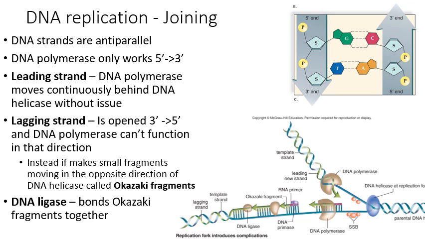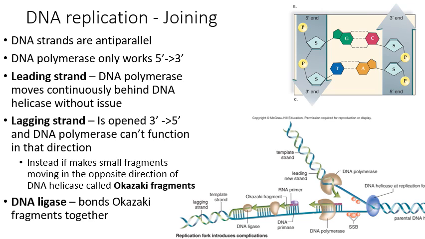So since DNA is anti-parallel, we have a leading strand where polymerase just follows the helicase, and we have a lagging strand where polymerase has to go the opposite direction of the helicase. So the helicase is going this way down the chromosome through the DNA, separating the strands, and the polymerase on the lagging strand is going the other direction. And that creates all these little fragments in between that the cell has to go in later and fix with DNA ligase.